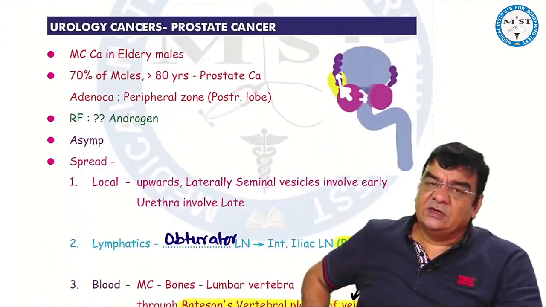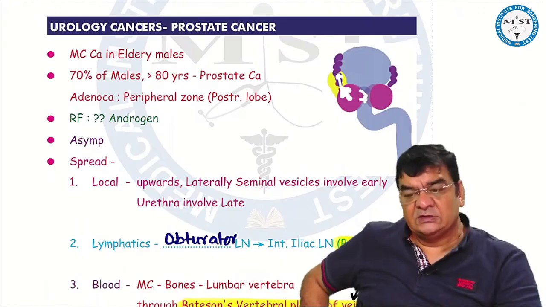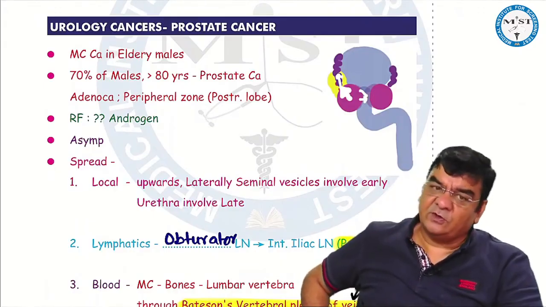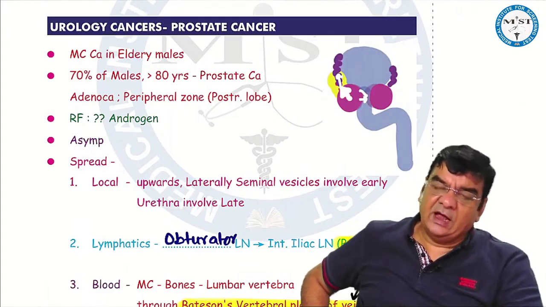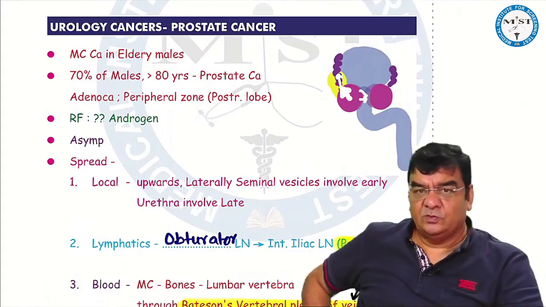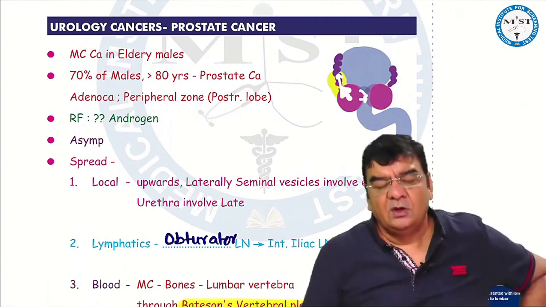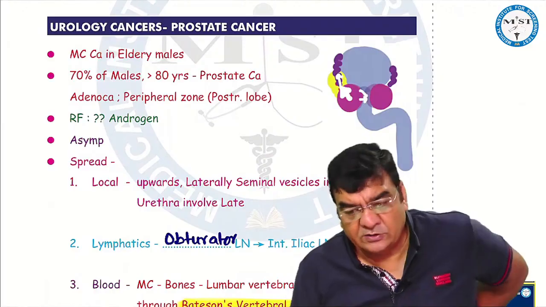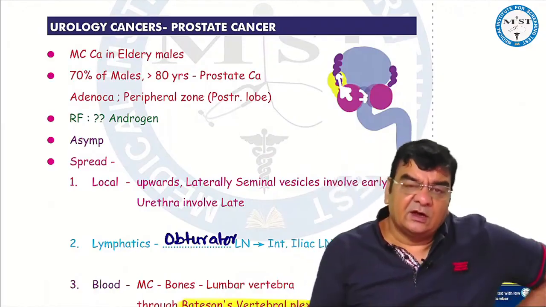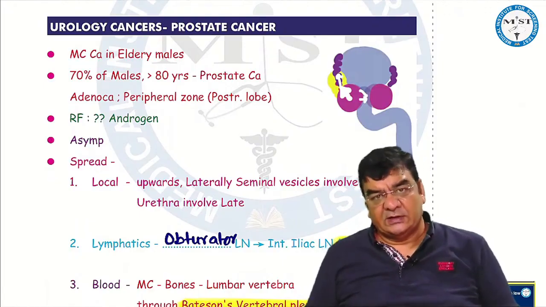Prostate cancer is the commonest cancer in elderly males. Actually, 70% of males after 80 years of age suffer from prostate cancer. And it's an adenocarcinoma in the peripheral zone, posterior lobe. Why this prostate cancer occurs, the exact reason is not known, but is thought to be related to androgen, because androgen ablation helps in controlling this cancer, especially in advanced prostatic cancer.